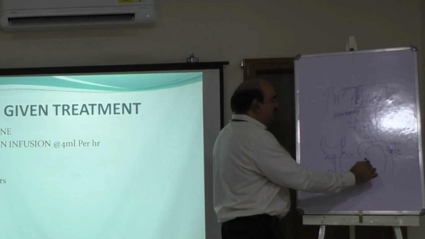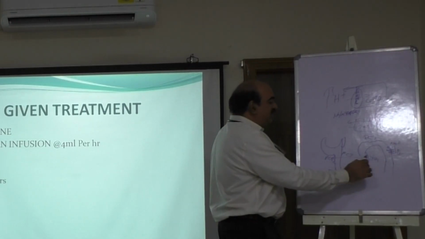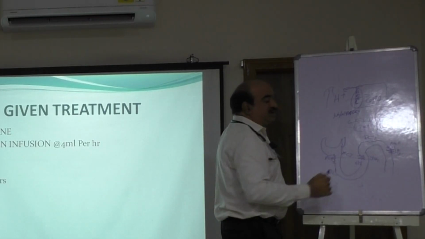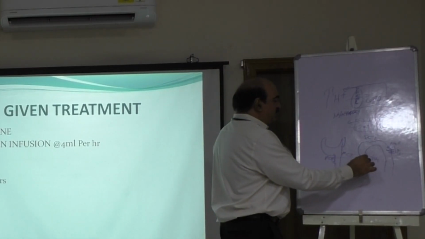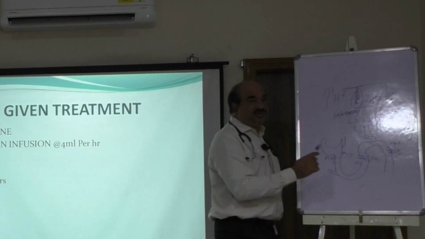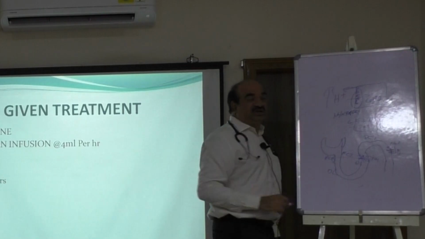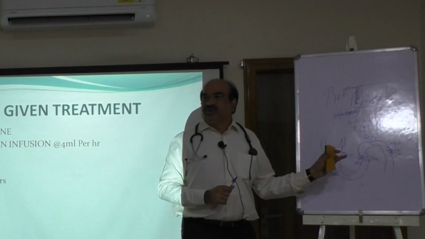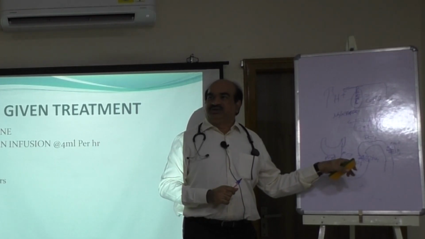Loop diuretics act on the thick part of the ascending limb. There are NKCC channels, NK2CC channels: sodium, potassium, 2 chloride. So loop diuretics inhibit NK2CC channels in the thick part of the ascending limb. In the thick part of the ascending limb, there will be sodium absorption, potassium absorption and chloride absorption. Loop diuretics inhibit the channel.